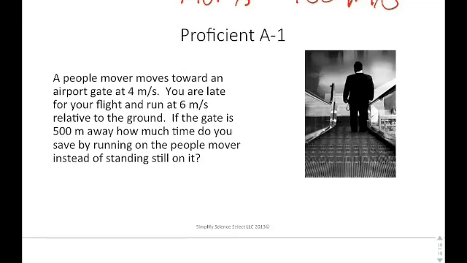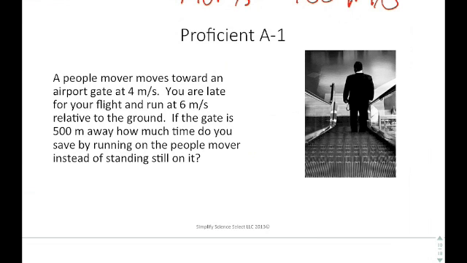So if we look at the first example, it says a people mover, which is like a flat escalator, is moving toward an airport gate at 4 meters per second. You're late for your flight and run at 6 meters per second relative to the ground. If the gate is 500 meters away, how much time do you save by running on the people mover instead of standing on it?